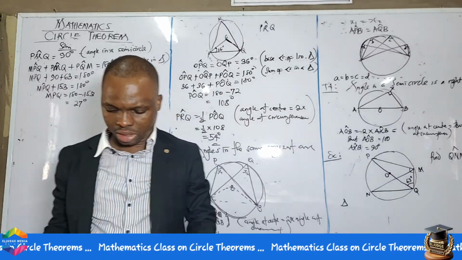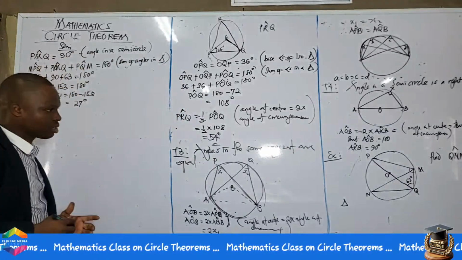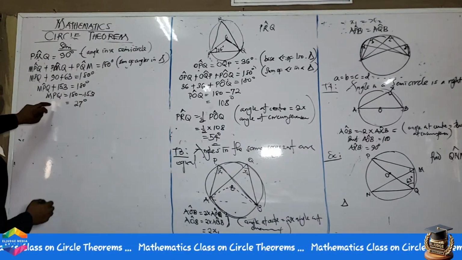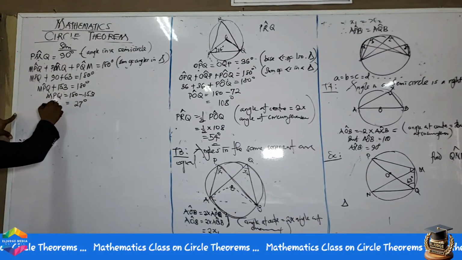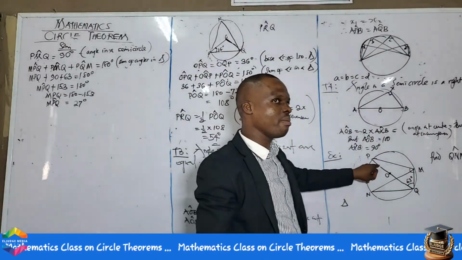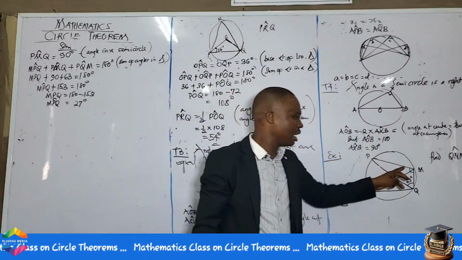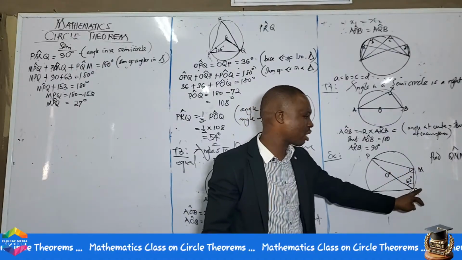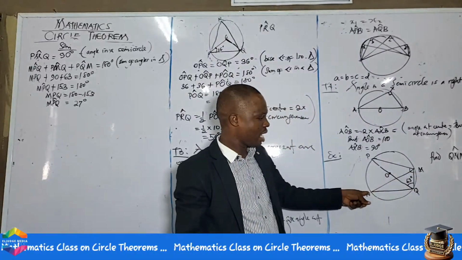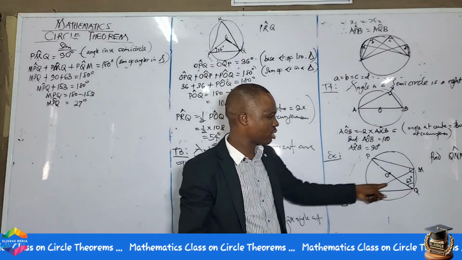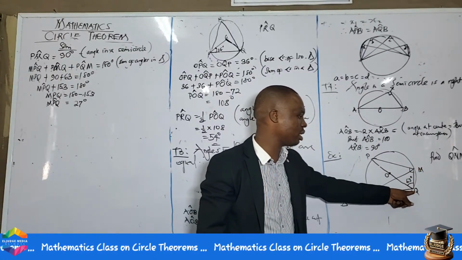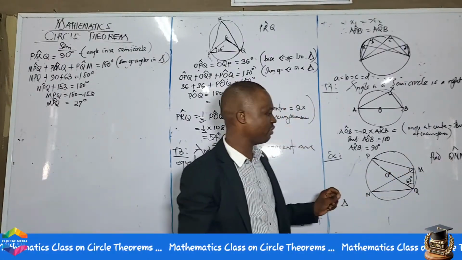27 degrees, and that is not what we are told to look for. We are still looking for QNM. 27 degrees is MPQ, the angle at MPQ. But note that this MPQ is the same angle being subtended by arc MQ, and this arc MQ also subtends an angle at the circumference, which is what? QNM, that's the way it was given to us.